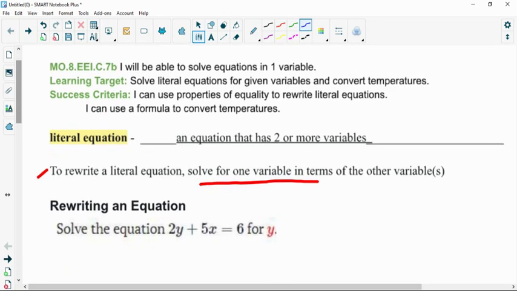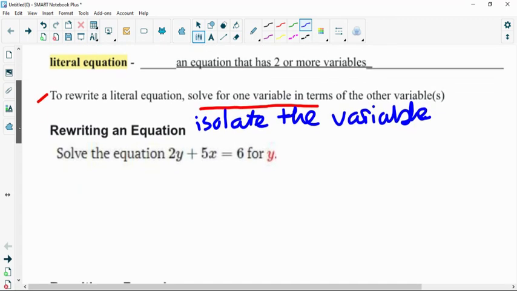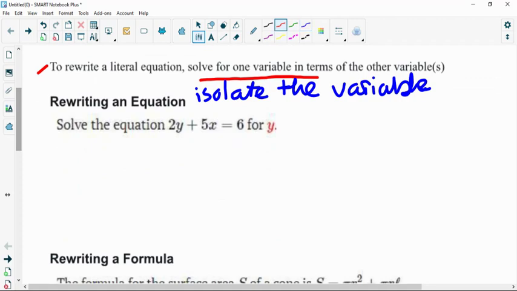What we're going to do is isolate the variable that we are being asked to find. It will not be the only variable in the equation, but our focus is the variable that they have asked us for. Jumping right into our first example, we will be using our equation solving skills to do this.